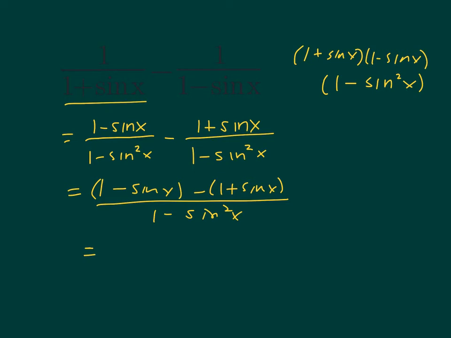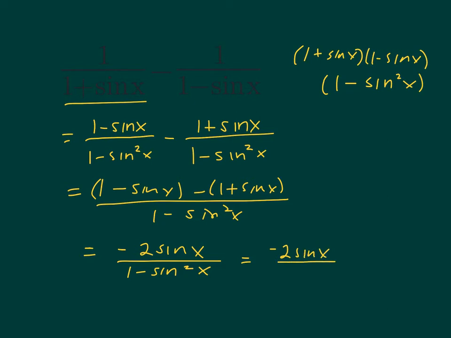And we got 1 minus 1 cancels. Minus sine x minus sine x, that's going to be minus 2 sine x in the numerator, and then 1 minus sine squared x in the denominator. Alright, so minus 2 sine x, I'm going to leave that for now.